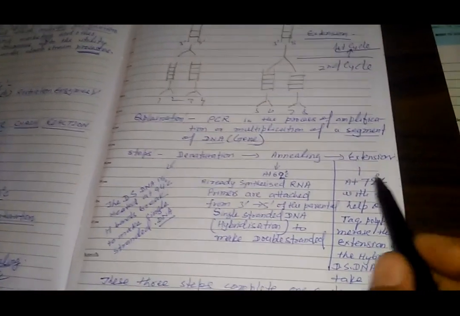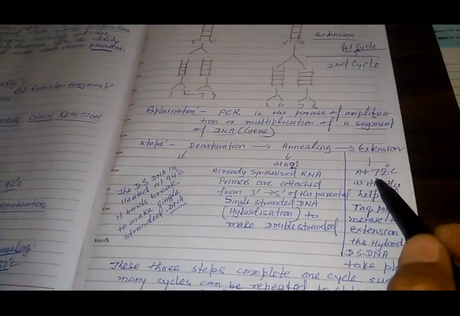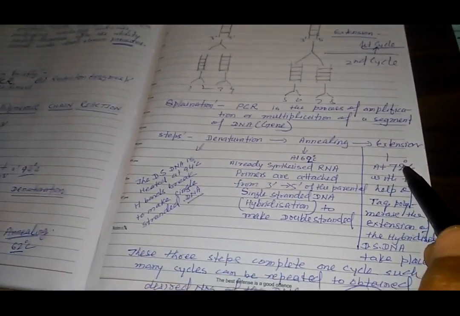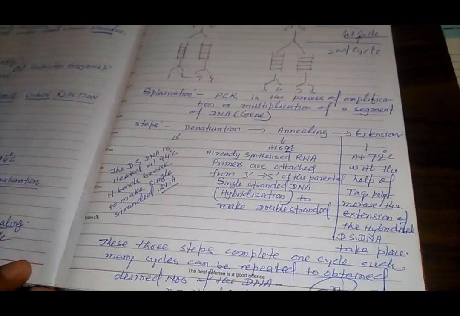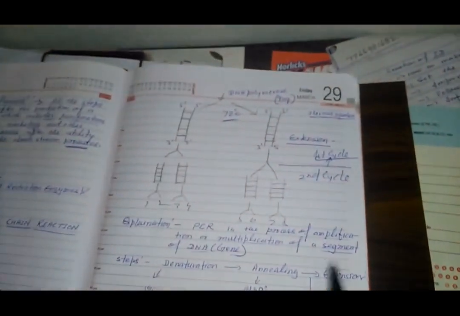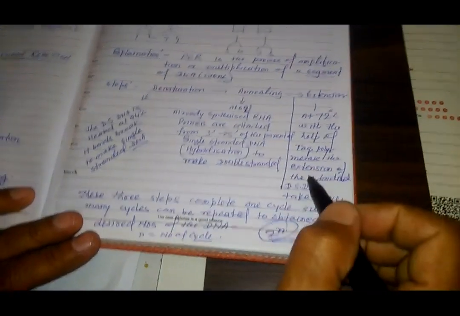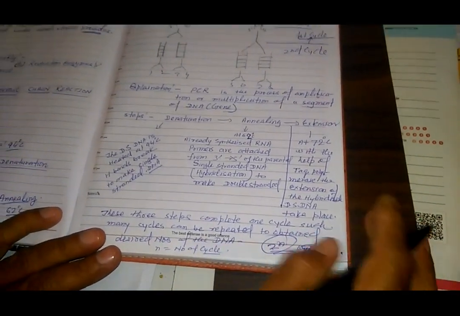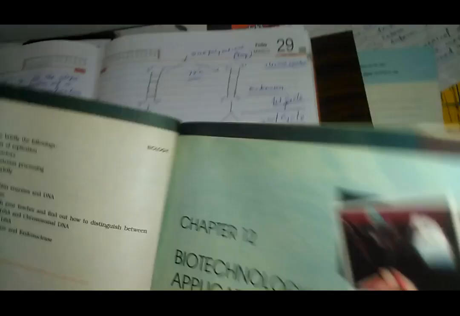So it makes double-stranded DNA. In extension, this small unit is again added with more nitrogenous bases, phosphate and sugar, so this small segment is extended into the original DNA copy. So in extension at 72 degrees with Taq polymerase, the extension is done and double-stranded DNA is made. In this way, you can easily write the answer.